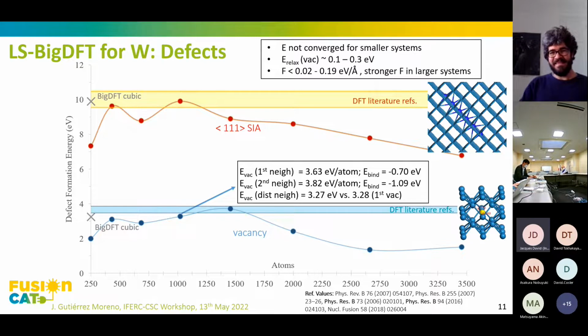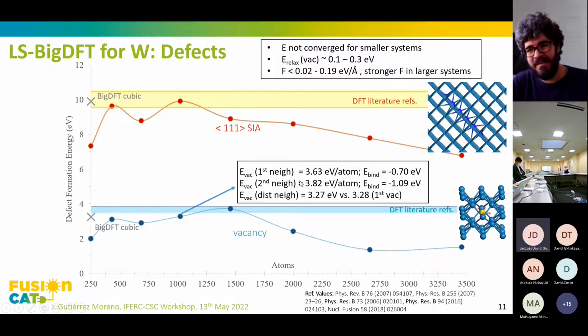On the positive side, we have seen that if we take one reference system, and we make 2 vacancies, for example, in 2 different sites, we observe that the formation energy is the same, which means that formation energies for vacancies are consistent, at least within a fixed size or within a fixed cell, which is good.